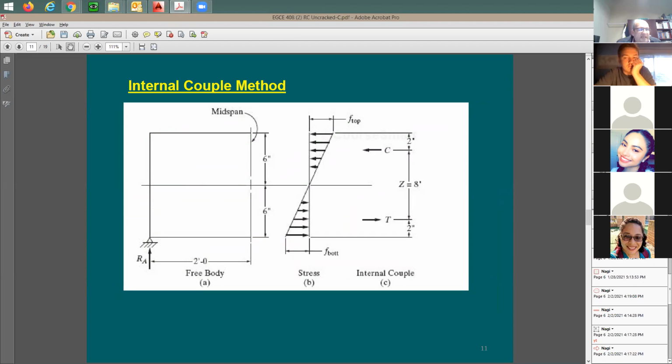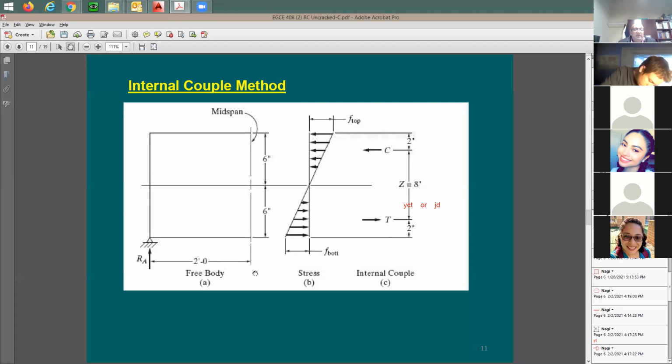Therefore, this distance Z, or this is the same as YCT. You remember this YCT? Or some people call it JD, is the same. So you can call it Z, YCT, or JD. I'm okay with either of these symbols. I said, okay, so this Z is going to be equal to 8 inches. This is going to be constant based on this section properties, based on the depth.